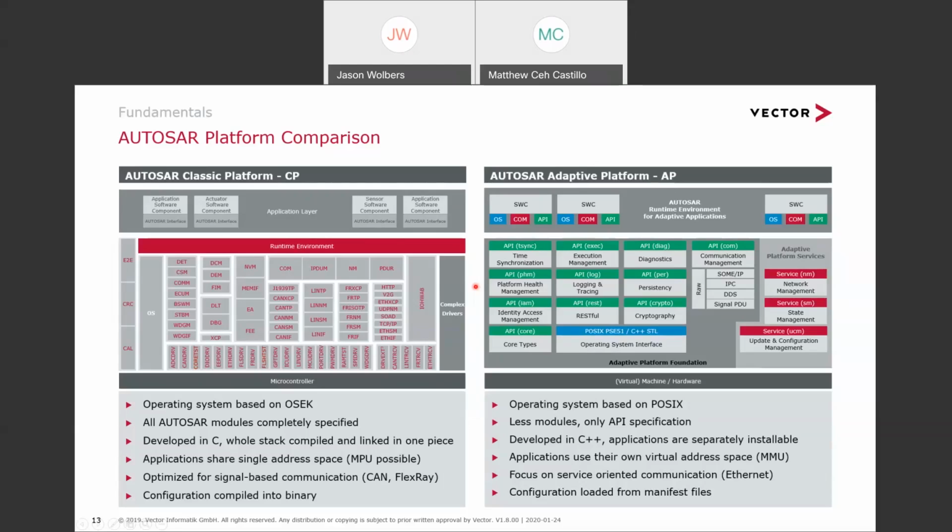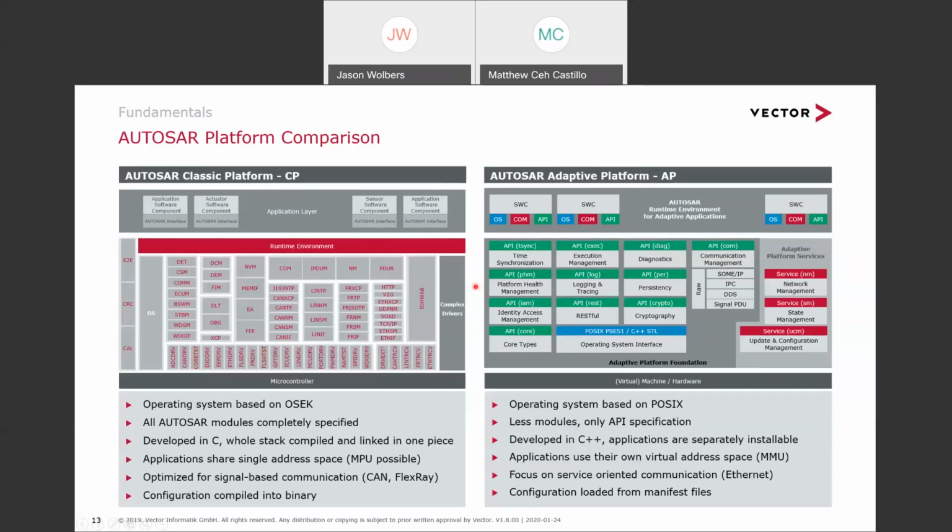And one other important difference which comes along with using a POSIX operating system is that our serial communication bus is now limited to Ethernet. Ethernet is directly supported by POSIX operating systems, but unfortunately other buses like CAN, LIN, and FlexRay are not. So when we're talking about an adaptive ECU, one very important consideration is that we're talking about Ethernet-based communication now, rather than say CAN or LIN or FlexRay.